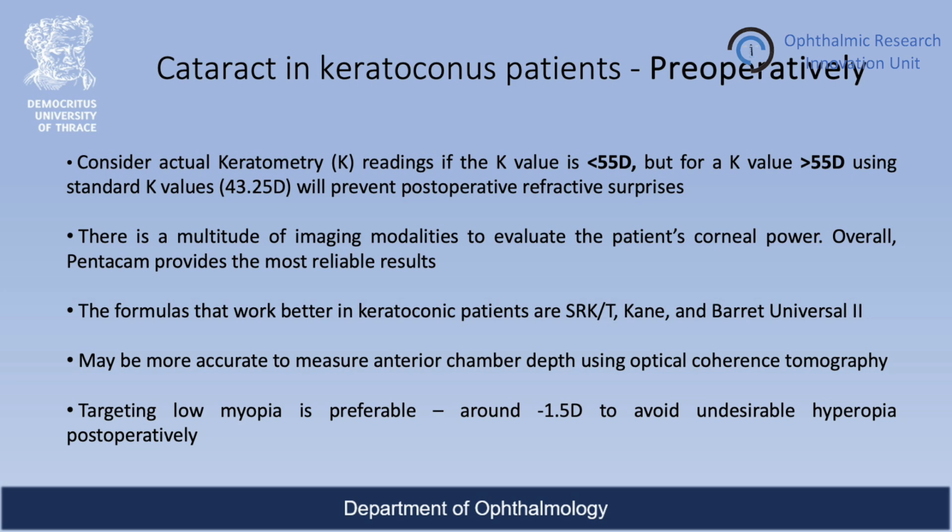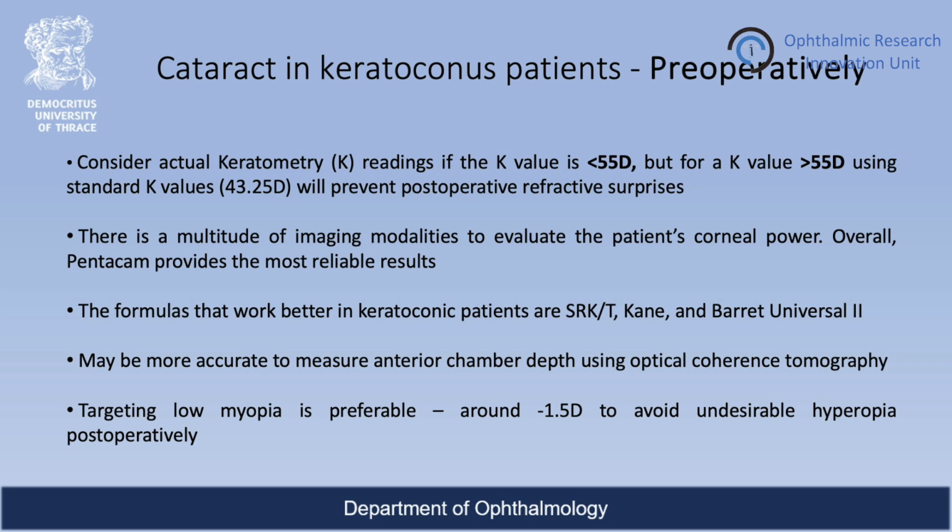For the selection of the appropriate intraocular lens, the selection of the most appropriate formula as well as the accurate measurement of the corneal power and the anterior chamber depth are really important. Consider actual keratometry readings if the K value is less than 55 diopters. For a K value of more than 55 diopters, the use of standard K values, namely 43.25 diopters, is suggested to prevent postoperative refractive surprises.